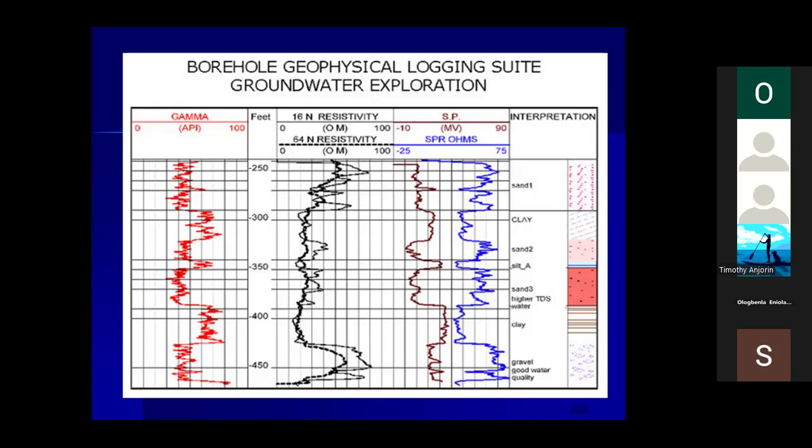So in areas where we have saltwater intrusion, our resistivity methods can help us in discriminating where we have fresh water and where we have contaminated water. Okay, and it could also help us in identifying where we have our hydrocarbon.